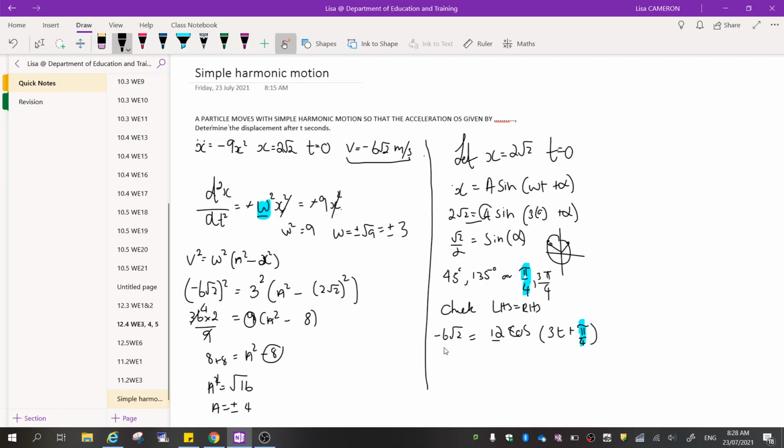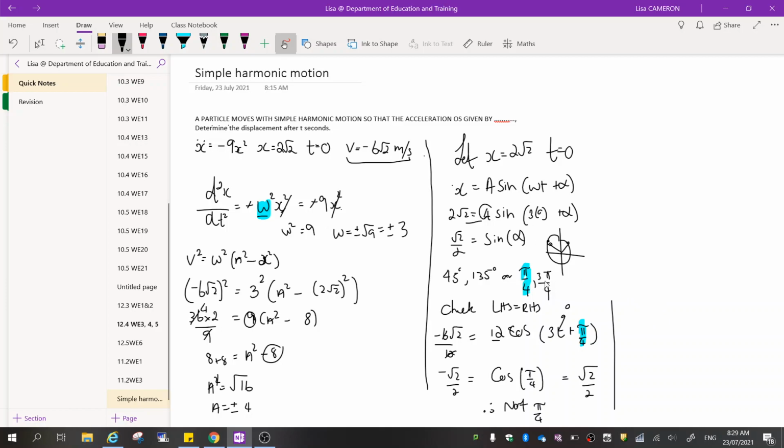So first thing I'm going to do is take this over to this side and divide it by 12. That gives me negative root 2 on 2 is equal to cos. Now I'm going to let t equal 0 as well, so it's going to be cos of pi on 4. Cos of pi on 4 is root 2 on 2. This is negative, this is positive. They don't match. Therefore, not pi on 4. So now we're going to check the other one.